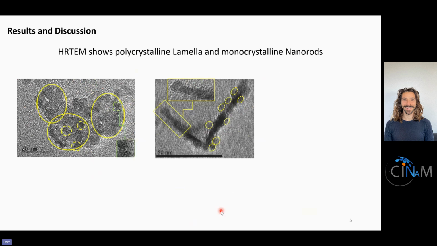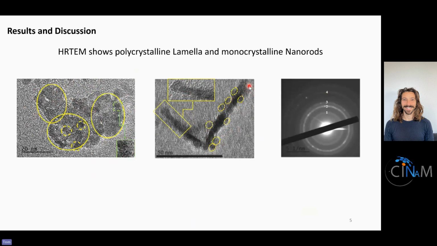Then to study the crystallinity of the sample, we investigated it by high resolution TEM. We can see that in the lamella, here on the left, we have iron oxide cores inside, but also some polycrystalline phase. It's a little bit hard to see on the picture, but here we can see different lattices which are oriented at different angles. And for the nanorod, we have a single alignment of the crystallinity, which makes it monocrystalline, with the iron oxide core also attached to the nanorod.